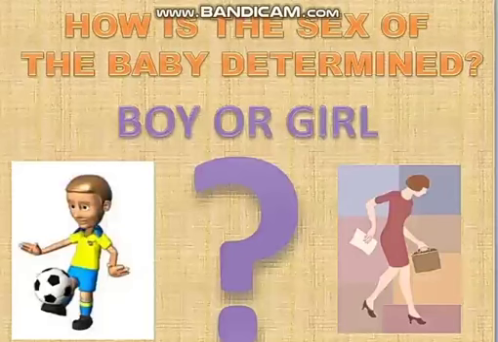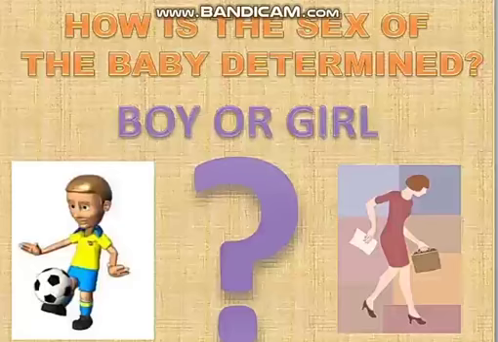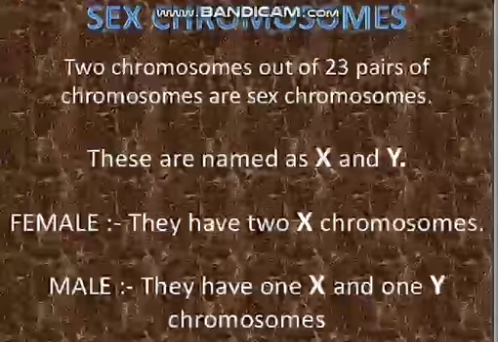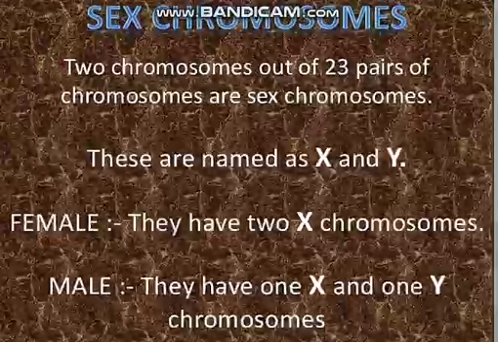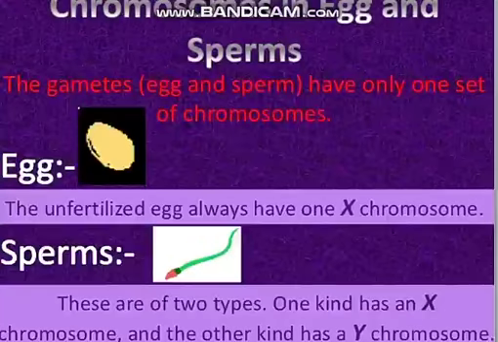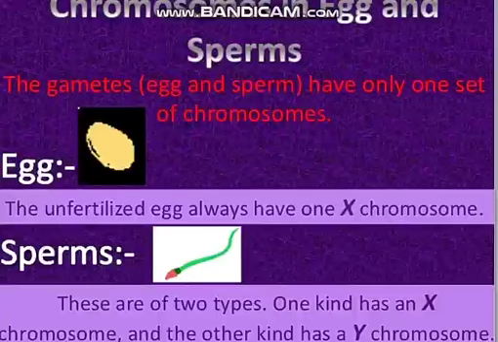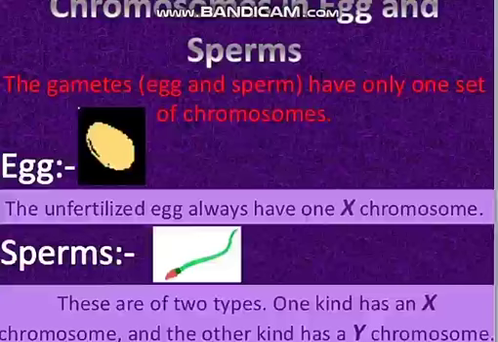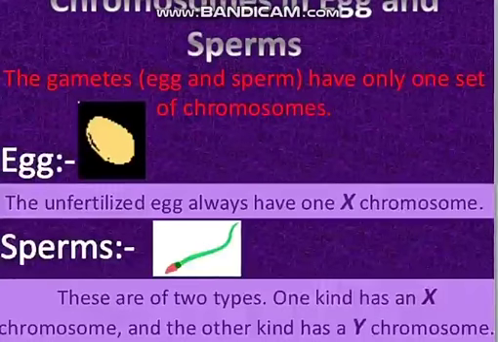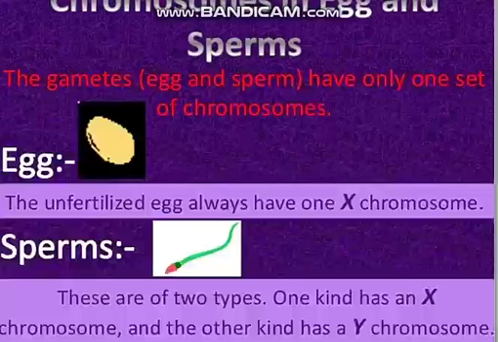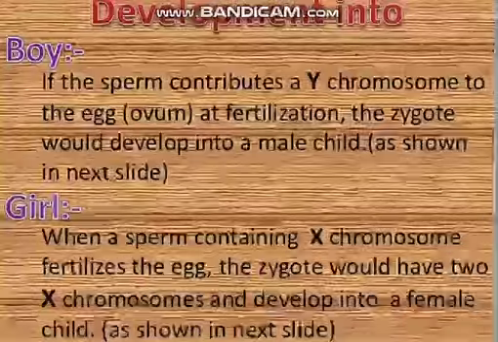So that is exactly how the chromosomes determine whether the sex of the child will be male or female. If the sperm carries an X chromosome, that will be a baby girl, and if the sperm carries a Y chromosome, that will be a baby boy. So this is about sex determination in human beings.